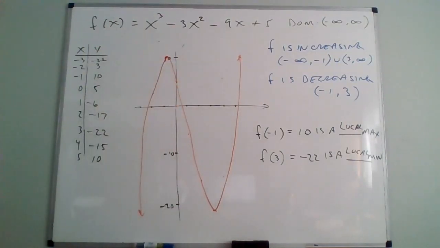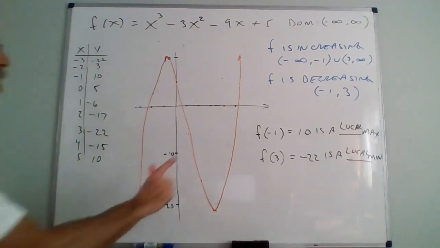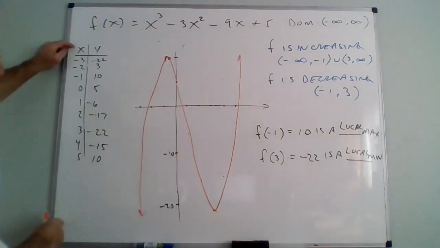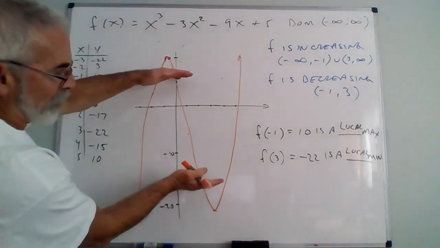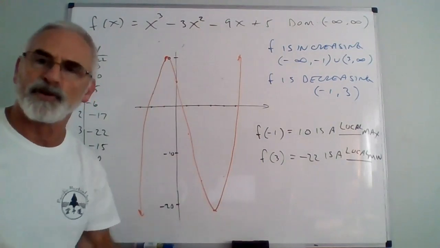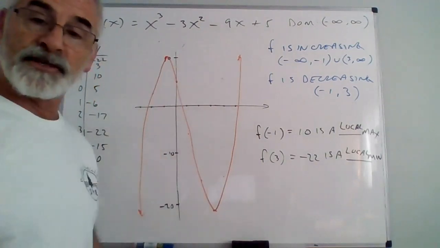Pretty good graph. Now, do I need to do more points? No, because that's going to go up forever and that's going to go down forever. If I keep doing points, I'm going to have to squish this graph in order to get the remaining points on, and I don't want to squish the graph. I'll lose too much. So that's about as good as it's going to get.